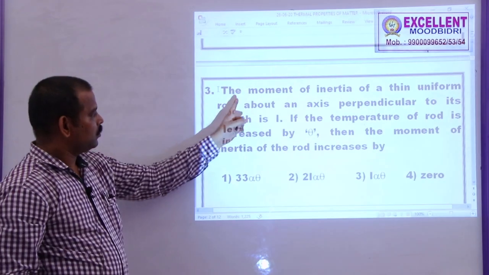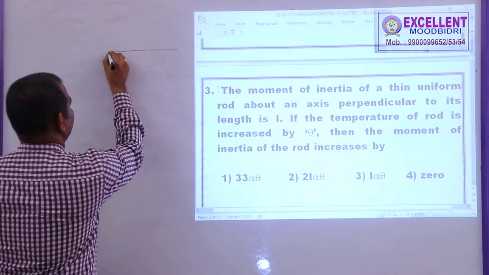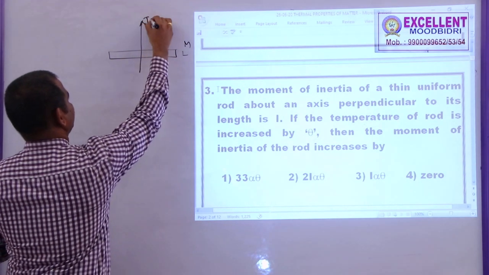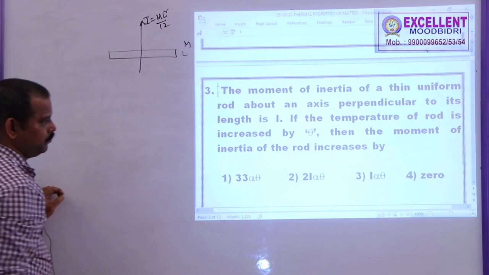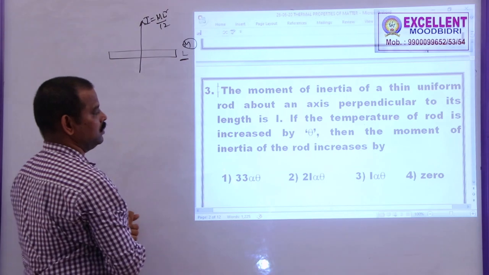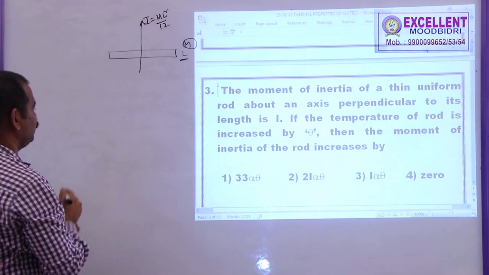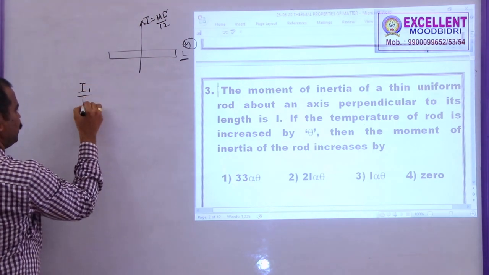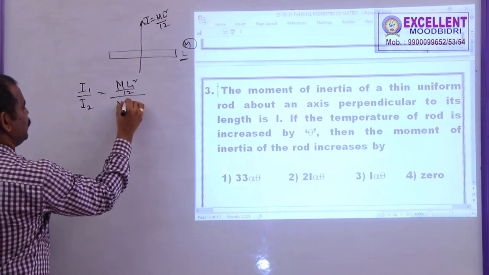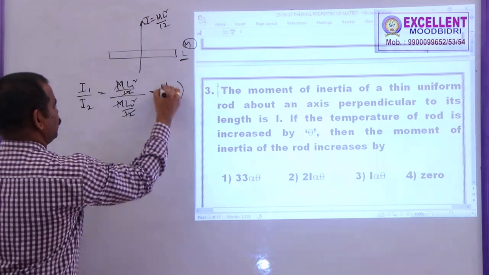Third one: the moment of inertia of a thin uniform rod about an axis perpendicular to its length. If you take a rod of length L, mass M, perpendicular to it, the moment of inertia is given by M L square by 12. If the temperature of the rod is increased, mass never changes but length increases. Then the moment of inertia of the rod increases by dash. So this is the change in the moment of inertia. Here I am going to write I1 by I2 is given by M L1 square by 12 by M L2 square by 12. The 12 and mass get cancelled. L1 by L2 whole square.